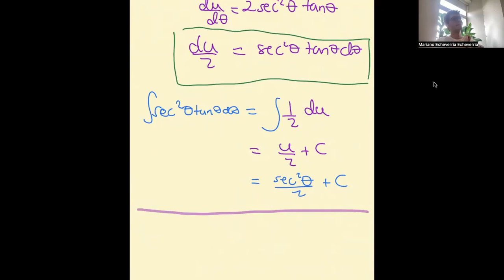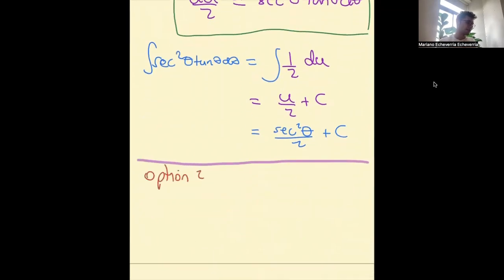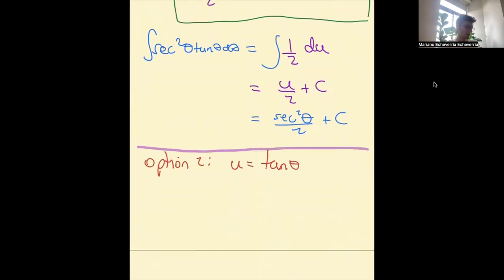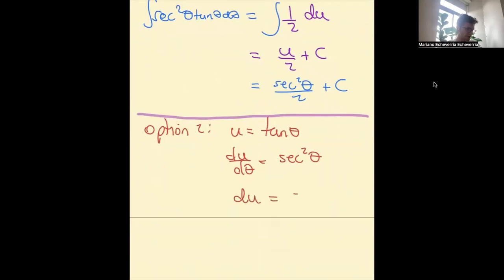Now, here's the second alternative. I'm just trying to say that it's not the only way to do it. So here's another possibility, option 2. The other possibility, which is what I would have gone with if I was trying to do this problem on my own, would have been to just go with u equals tangent of theta. Psychologically, that's the easiest thing for me to see there. So what happens if you do tangent of theta? You get du over d theta equals secant square of theta, right? And so du becomes secant square of theta d theta, right?